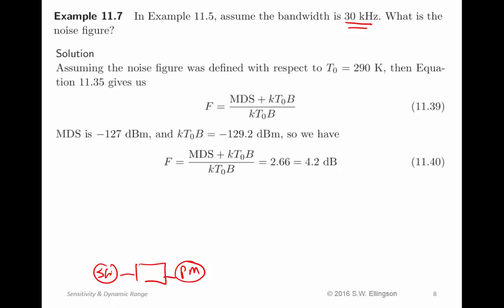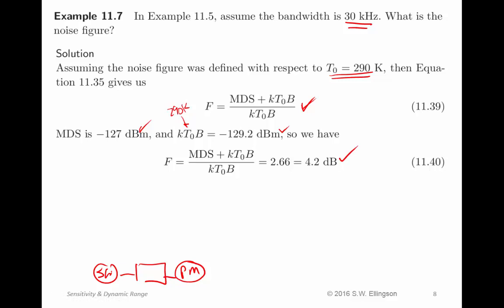Now, in that first example we did, where we had the signal generator, and the 2-port, and the power meter, let's assume that the bandwidth was 30 kilohertz. And then we can ask, what is the noise figure? Well, assuming the noise figure was defined with respect to T0 equals 290K, then the zero input noise definition, if we solve that equation, gives us that the noise factor is (MDS plus kT0B) over kT0B. We computed the MDS in the previous example. kT0B, again assuming T0 is 290K, is minus 129.2 dBm. So making the substitution into this equation, we get a noise figure of 4.2 dB.